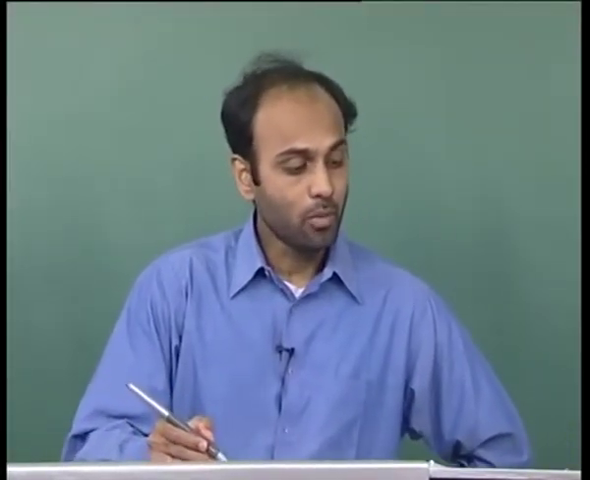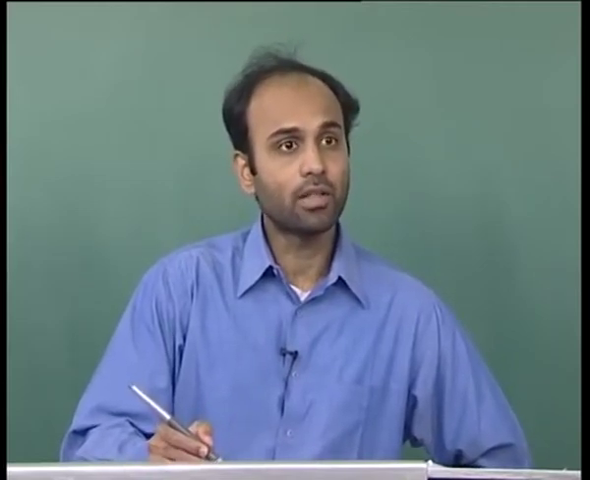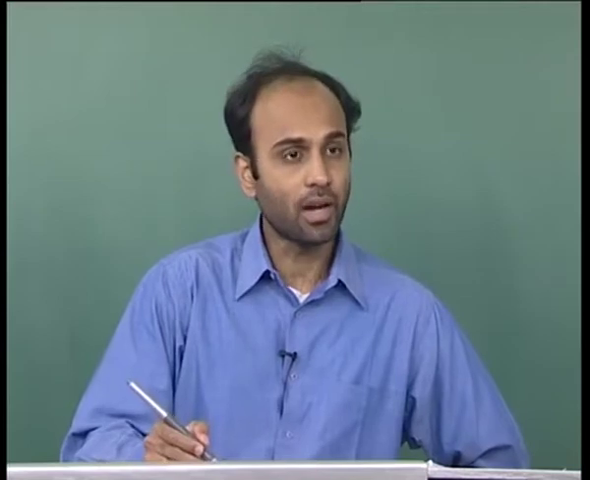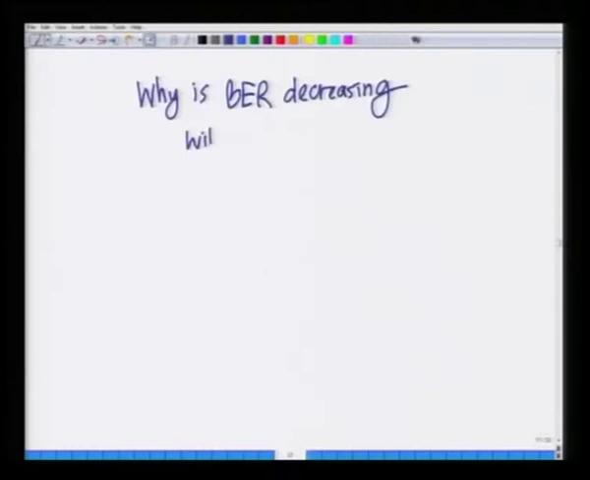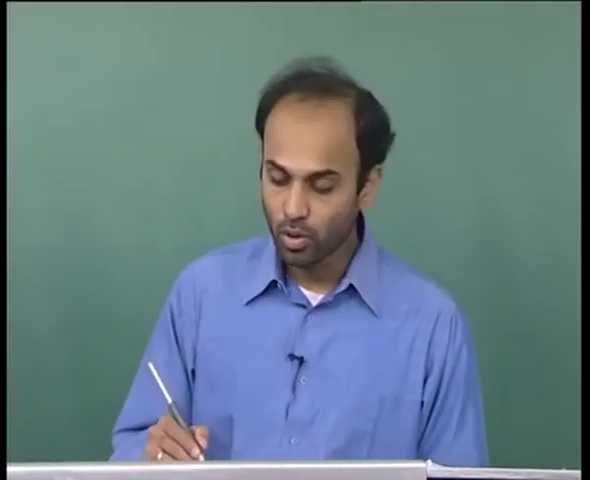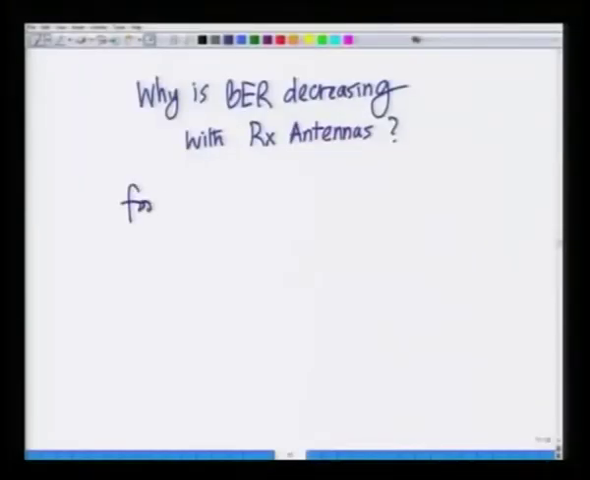So, but let us see why this decrease in bit error rate, or why this significant improvement in efficiency, is arising in this system. So, why is this bit error rate decreasing with receive antennas? As I increase the number of receive antennas, we have seen that the bit error rate is decreasing. Why is this decrease arising? Let us look at the expression for L antennas.